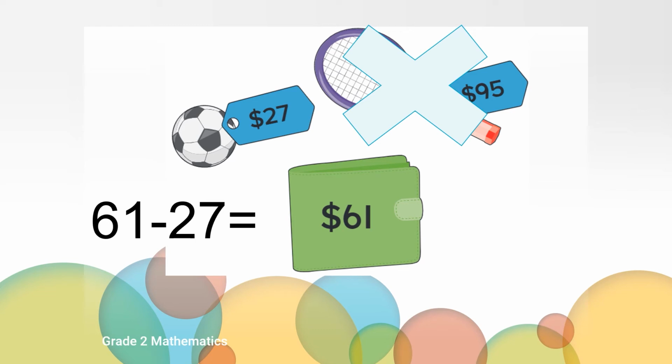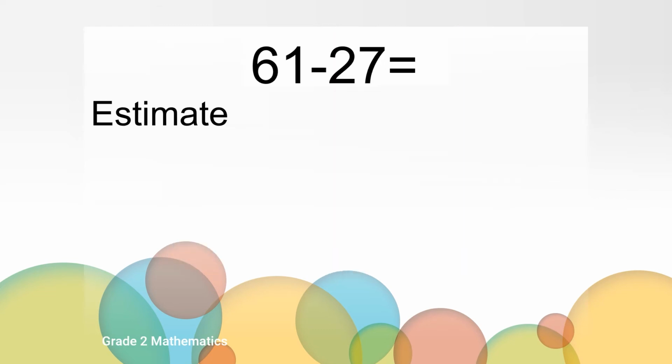Let's come back together. First, I estimated to see what a reasonable answer would be. I know 61 is close to 60, and 27 is close to 30. 60 minus 30 equals 30, so I know my answer is going to be close to 30. I will come back to my estimate at the end after I solve to make sure the answer I got makes sense and is close to my estimate. What strategy did you use to solve 61 minus 27?